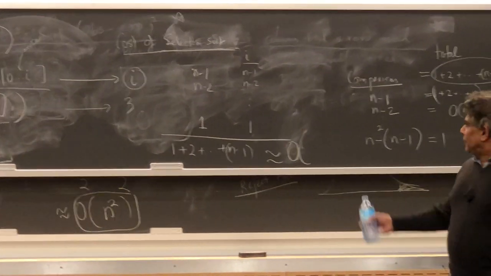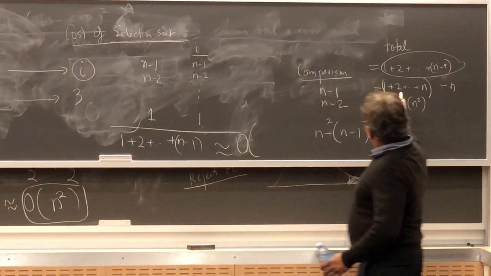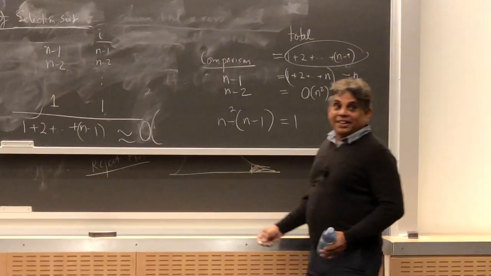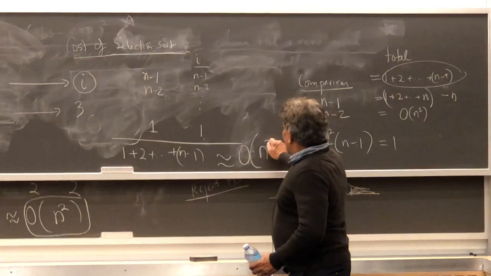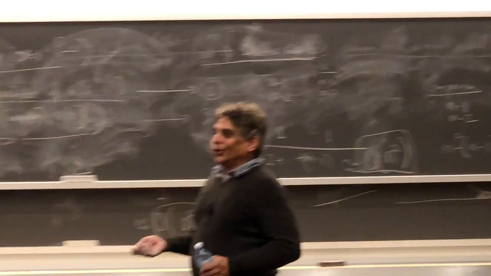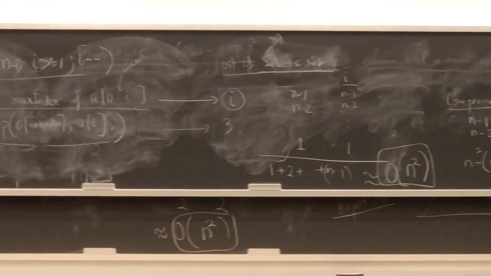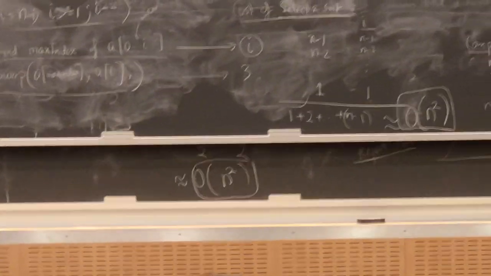What is the big O of this? This sum. N. You have it here on the board. N squared. Okay? So mathematically, the cost of selection sort and the cost of bubble sort is not different. They are the same. But in practice, bubble sort is so much worse than the selection sort.